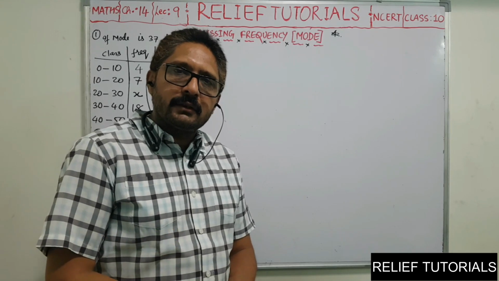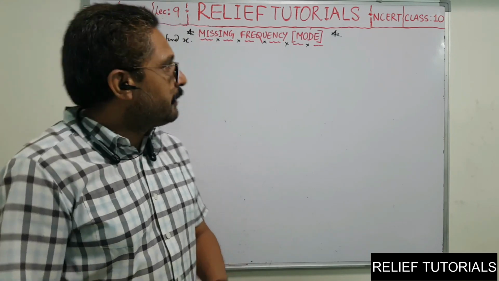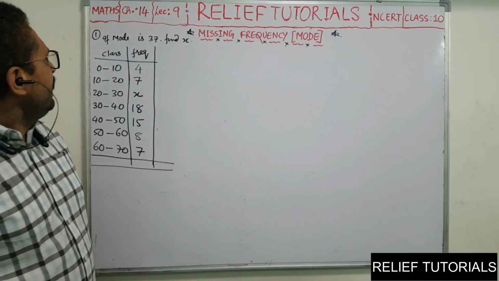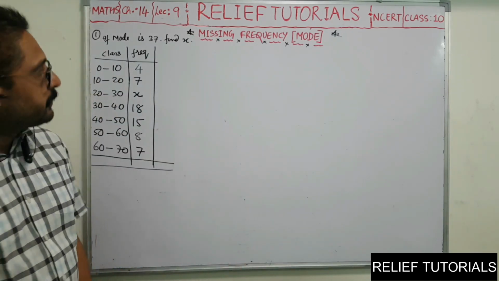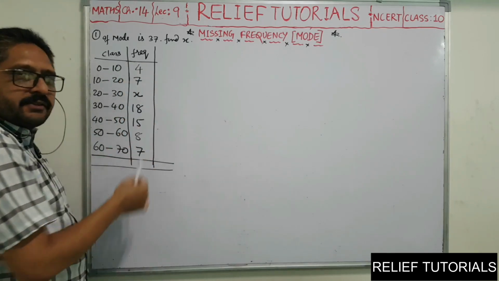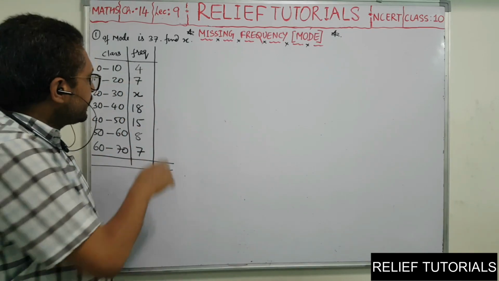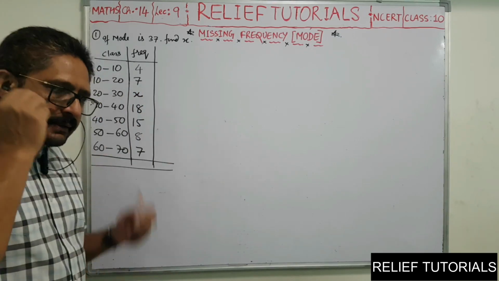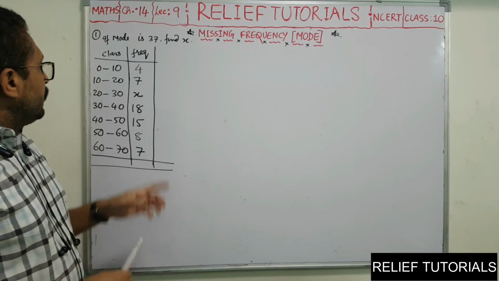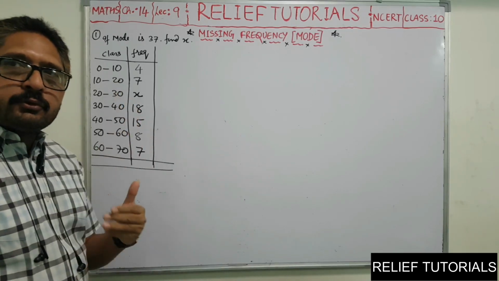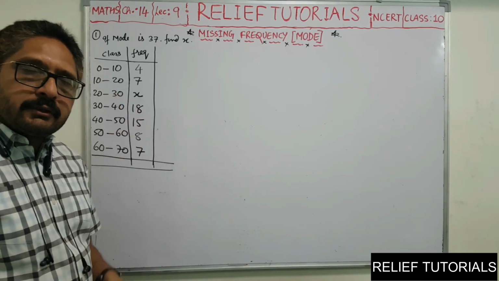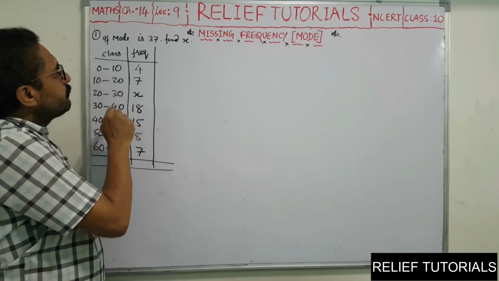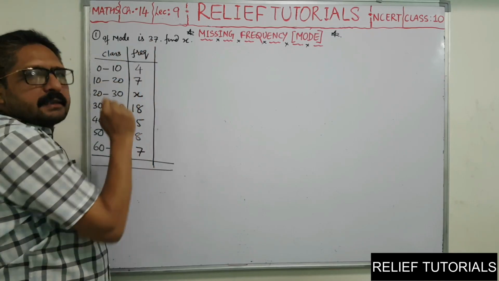Today we are going to learn missing frequency when mode is given. See friends, here is the problem. I have given you class and frequency. One frequency is missing, that is X. I repeatedly told you, if one frequency is missing, you will get one information, and if two frequencies are missing, you will get two information. So here one frequency is missing, X, and you have one information that mode is 37.